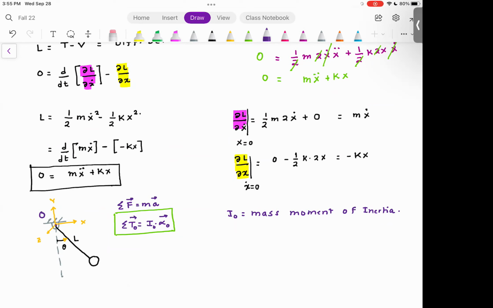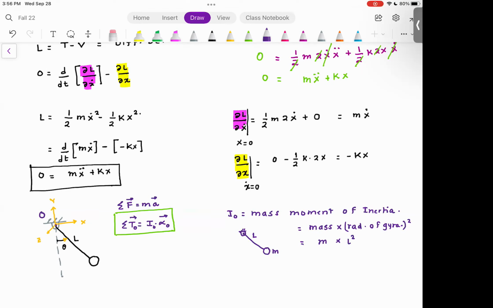For example, for this simple pendulum, since the pendulum is pivoted at point O, this is mass M, this is length L, the mass moment of inertia is mass multiplied by the radius of gyration squared. So this is M times L squared.